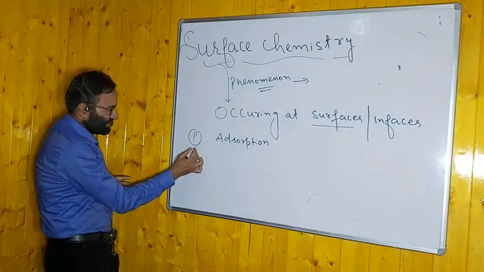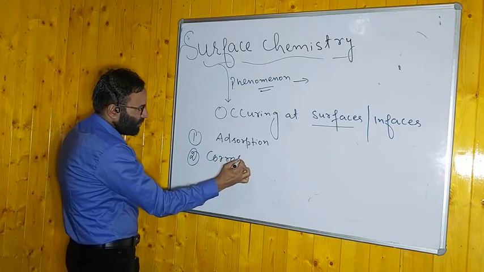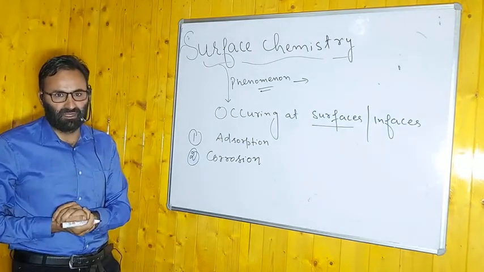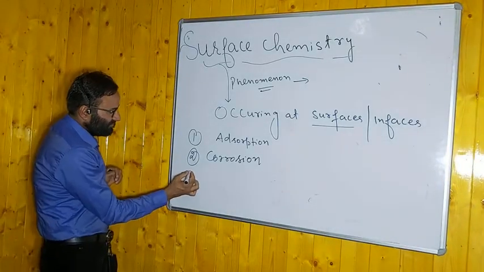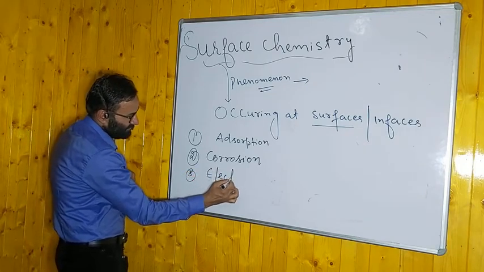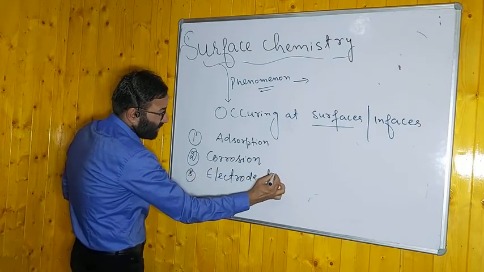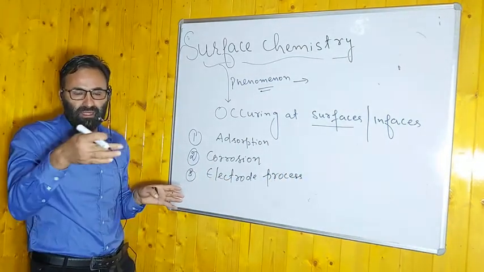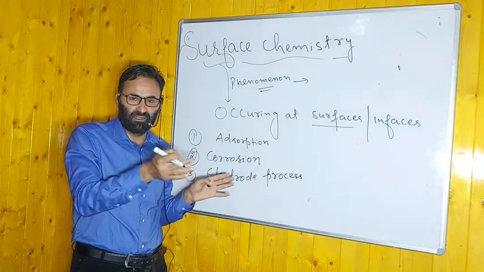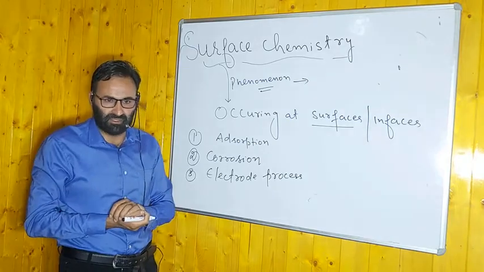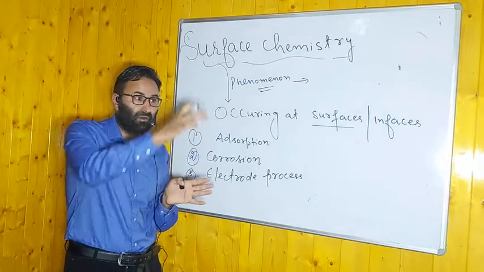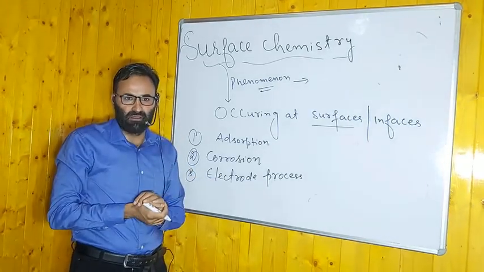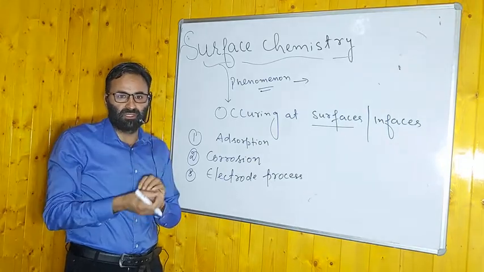Similarly, we have the second, that is corrosion. Corrosion also occurs on the surface. It is a surface phenomenon. We have the third one, the electrode process, the process occurring on the electrode, either the cathode or the anode. We discussed it in the 11th class, in electrochemistry, that the process occurs on the electrodes, either on the cathode or on the anode. The electrode process occurs on the surface.